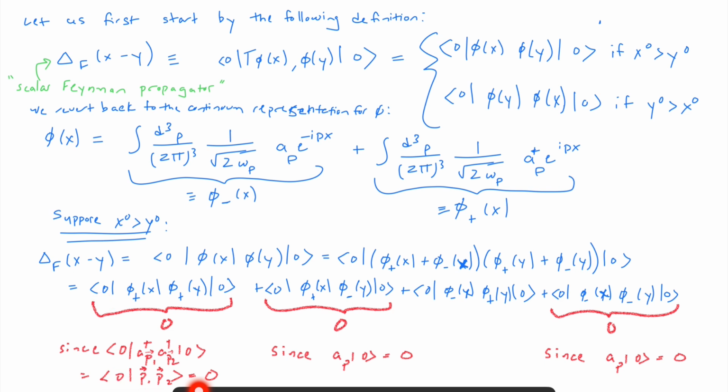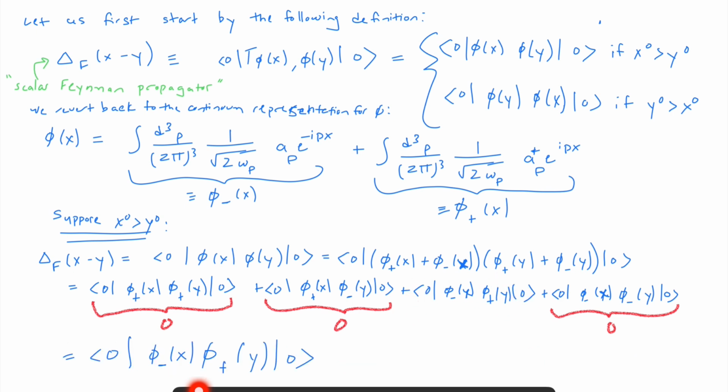And these are all Fock states. So if these are not identical, this equals 0. So if I have any 2-particle state, regardless of what the 2-particle state is, when I take the inner product of that with the vacuum state, I will always get 0. So that's what this is over here. So these 3 terms in this expansion will always give me 0. This is the only term that's going to survive. So when I take this scalar Feynman propagator, this delta sub F, and I define it like this, supposing x naught is greater than y naught, I really just get this over here. So that's the summary of this, when x naught is greater than y naught.